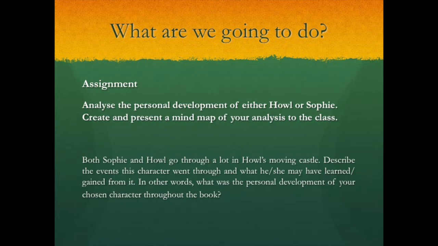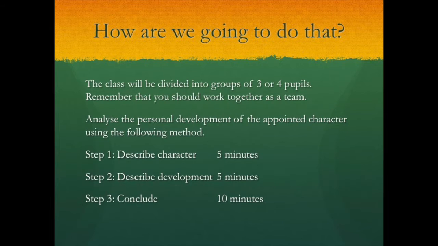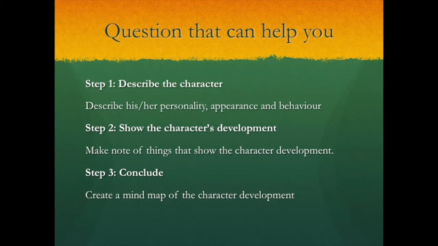The actual assignment is to analyze the personal development of either Howl or Sophie and create and present a mind map of the analysis in plenary to the class. The class will be divided into groups of 3 to 4 pupils. The assignment is done in 3 steps. First, they have to describe the character. Two, they have to describe the development. And three, they have to conclude about their findings.